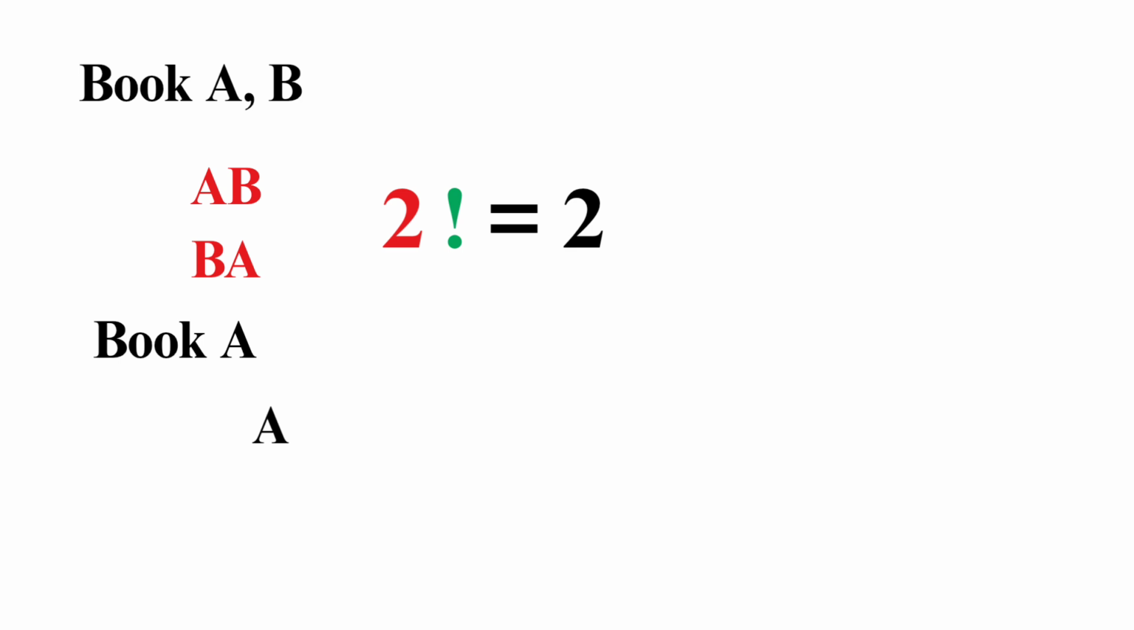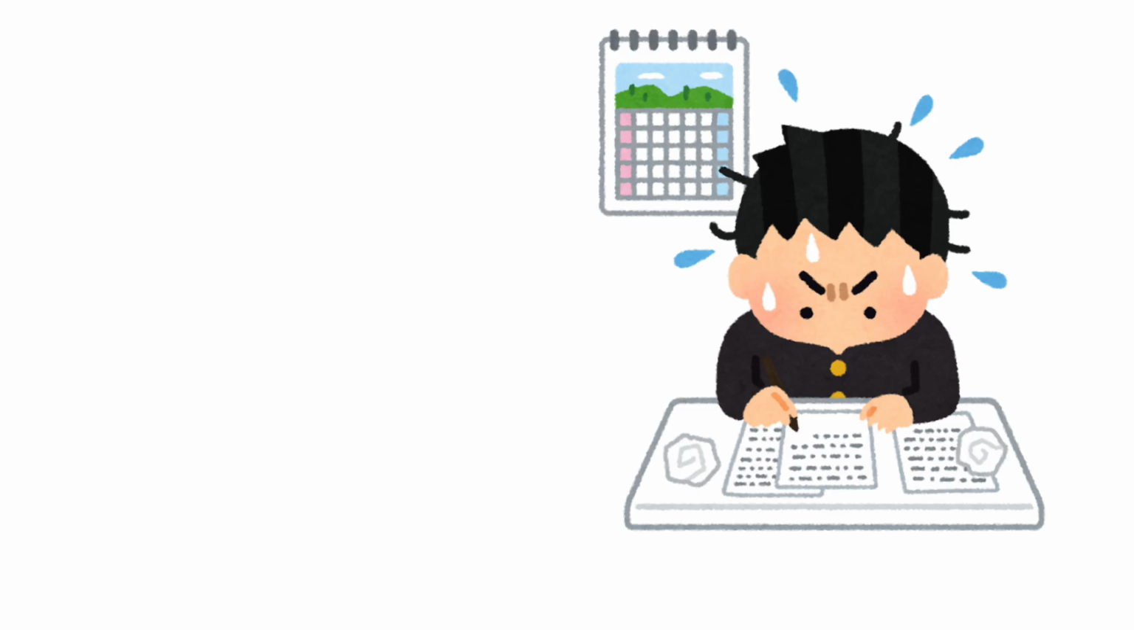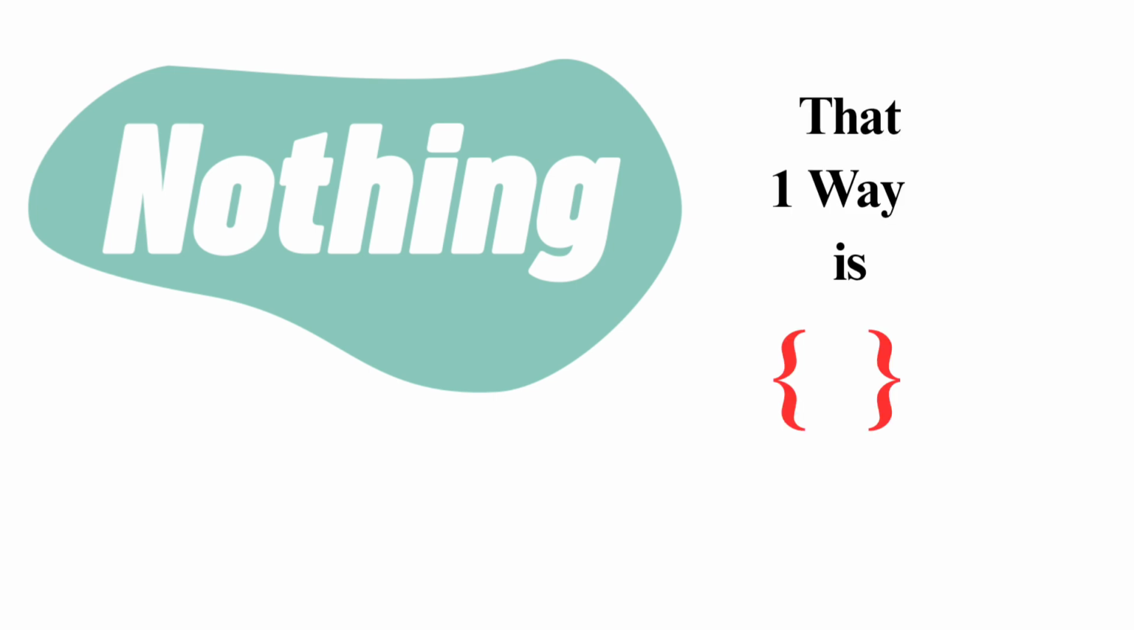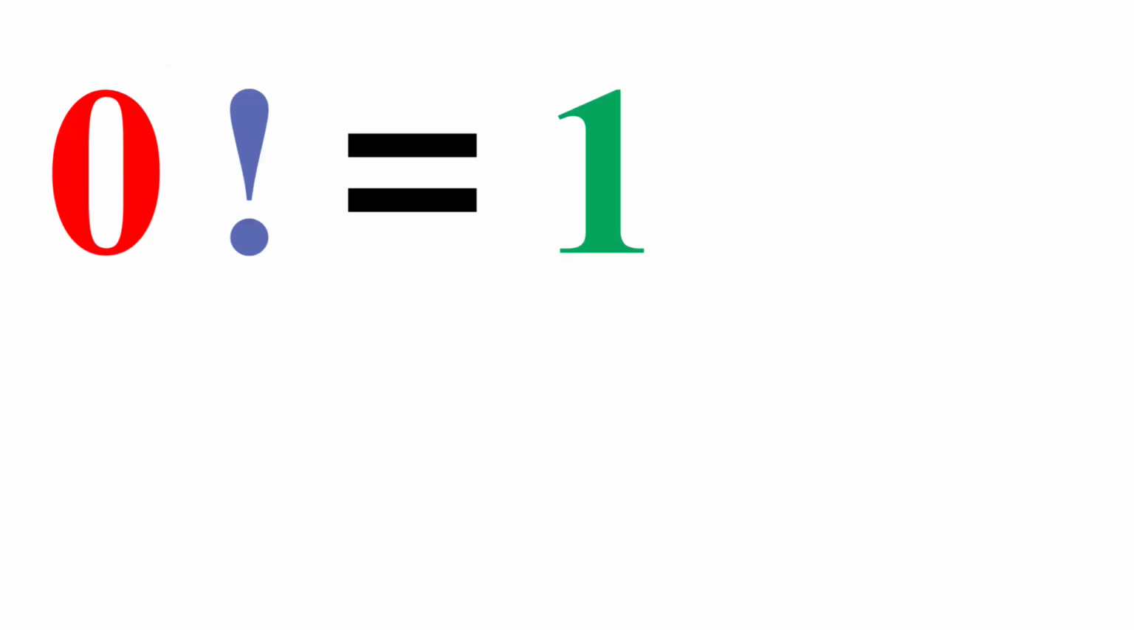Now think about this. If you have 0 books, how many ways can you arrange them? That sounds strange, right? But there is still exactly 1 way: to do nothing. That 1 way is the empty arrangement. So that's why 0 factorial equals 1.